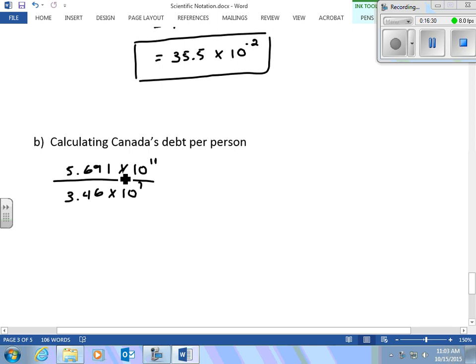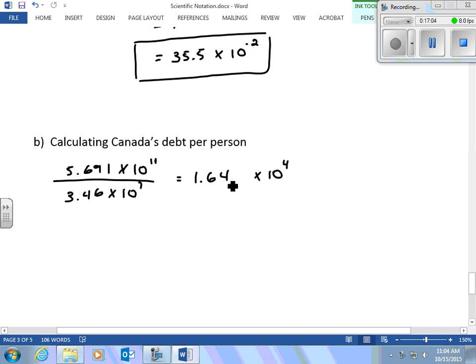Now, if you look at just the right side here, I've got the same bases with these tens, so I can subtract those exponents. So my answer is going to be something times 10 to the power of 4. And we can just pull out our calculators and divide those two numbers. So 5.691 divided by 3.46, and I get, and I'm going to round that off, 1.64 times 10 to the power of 4.